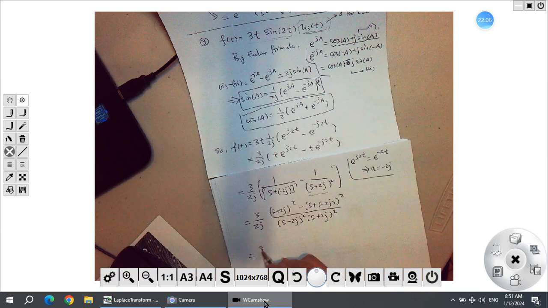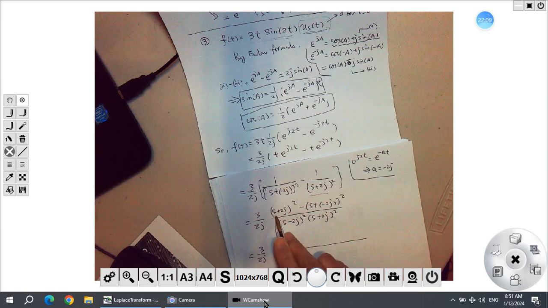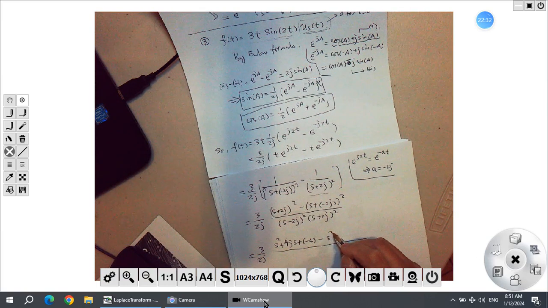Then this is 3 over 2j. The numerator, square of this, is s squared plus 2 times s times 2j, so this is 4js. And plus the square of this, which is actually negative 4, right? j squared is negative 1, 2 squared is 4. And the minus, okay, this is s squared, and here's a negative 2 times 2, which is negative 4js. And the square of these is negative 4 again, same as this, negative 4. Okay, this is the numerator.